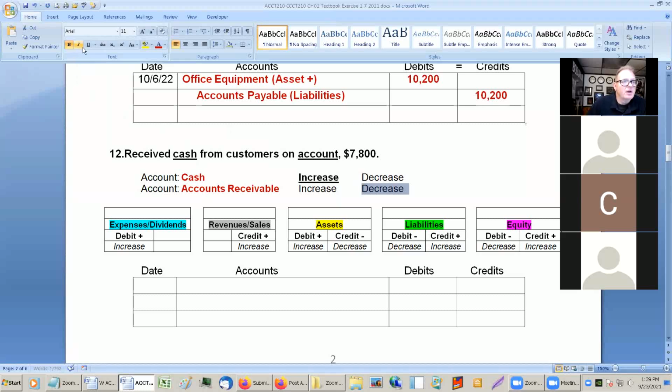So yeah. But the customers no longer owe us $7,800. They just paid us. Now, don't get me wrong, we're happy to have the cash. But they no longer owe us the $7,800. So this actually would not change your total assets at all, right? One asset went up, one asset went down. Okay, so cash and accounts receivable.